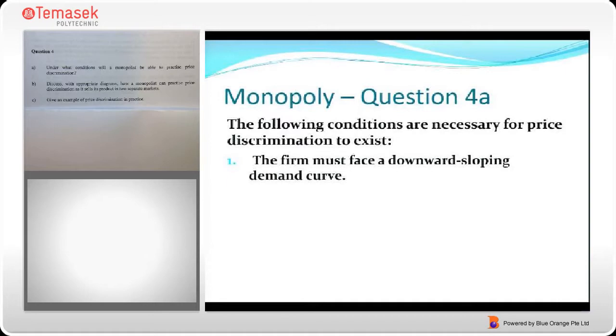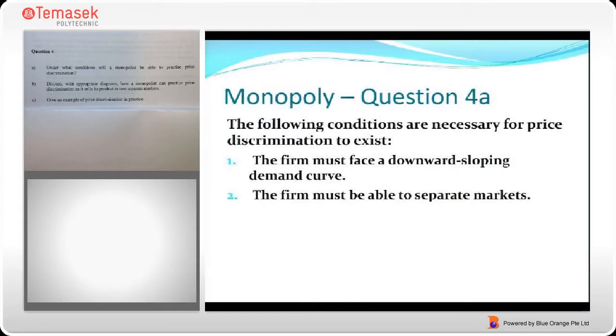The firm must face a downward sloping demand curve. Basically what we're saying is price discrimination cannot work when a firm actually has a horizontal or a vertical demand curve. It must be downward sloping in that different prices will actually get different quantity demanded. So a high price will result in a lower quantity demanded, meaning fewer people buy. A low price will result in a higher quantity demanded, meaning more people buy. So this must exist before price discrimination can happen.